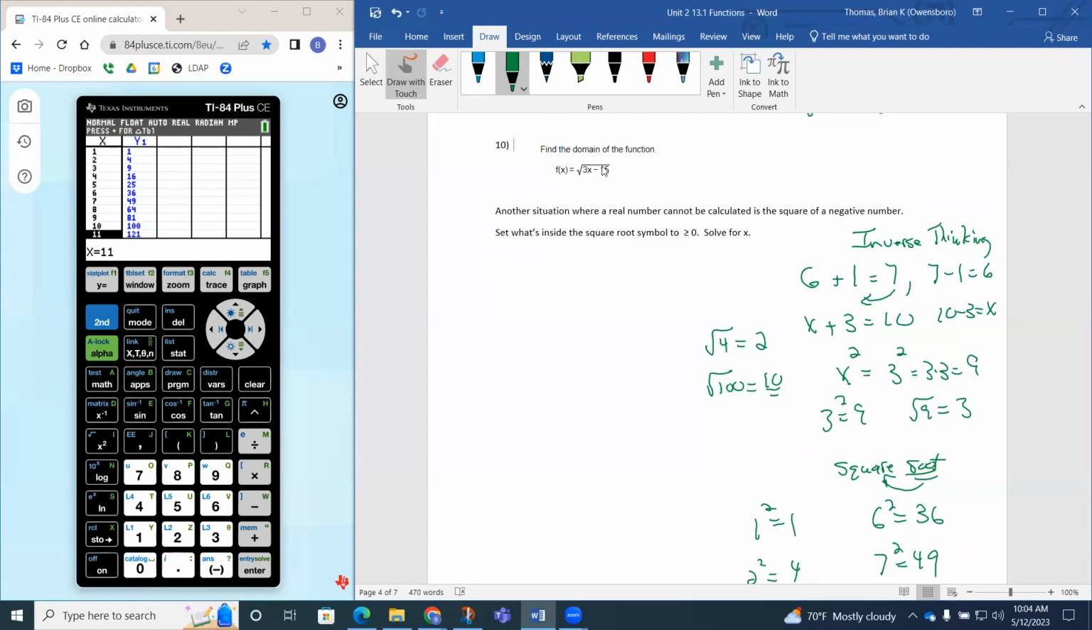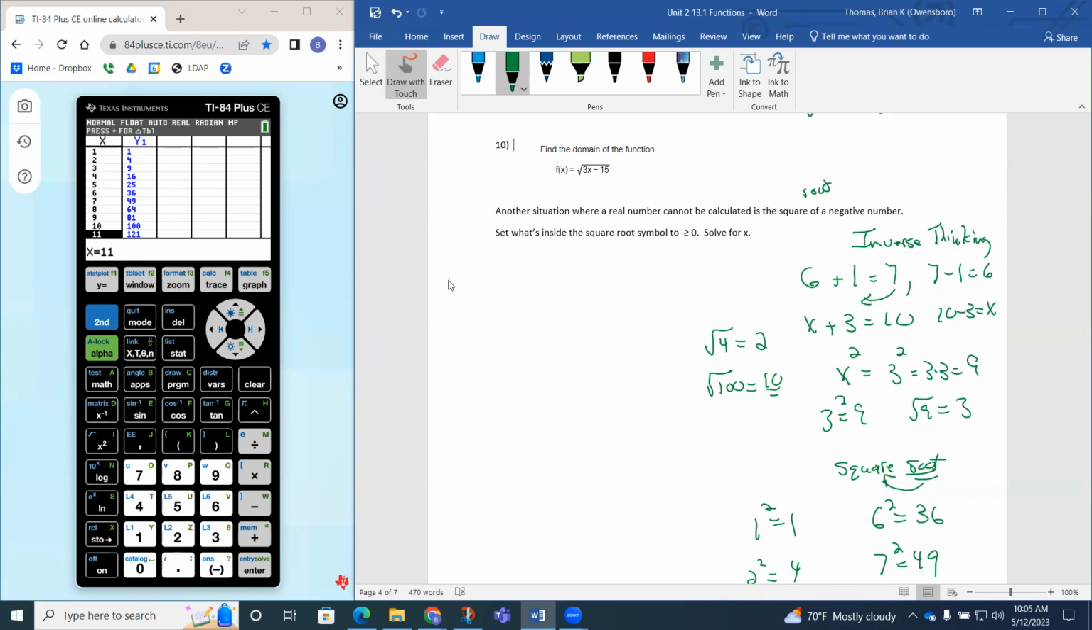So the square root symbol is now present. Another situation where a real number cannot be calculated is the square root of a negative number. If we do have this situation, we want to set what's inside the square root symbol to greater than or equal to 0 and solve for x.